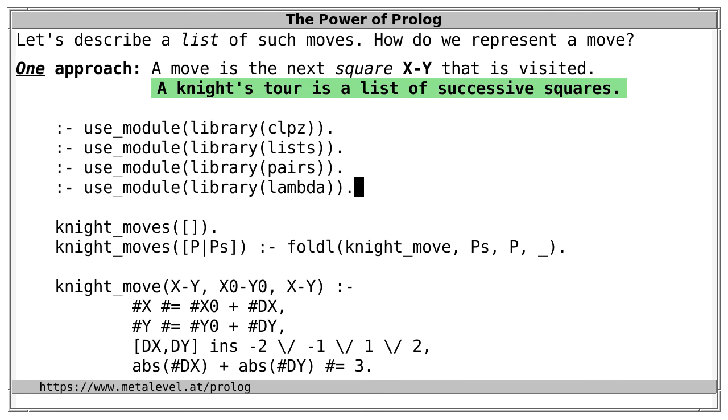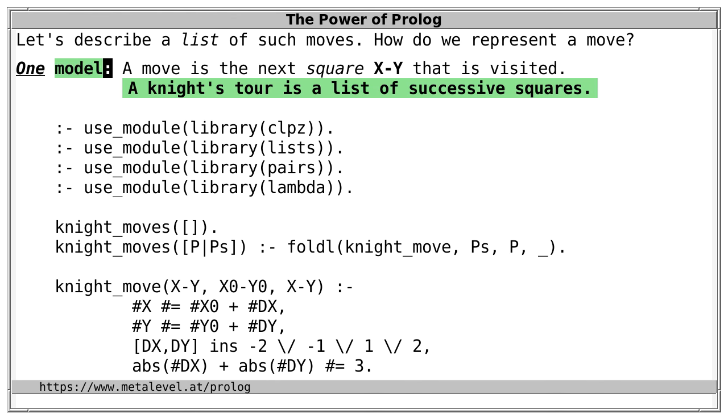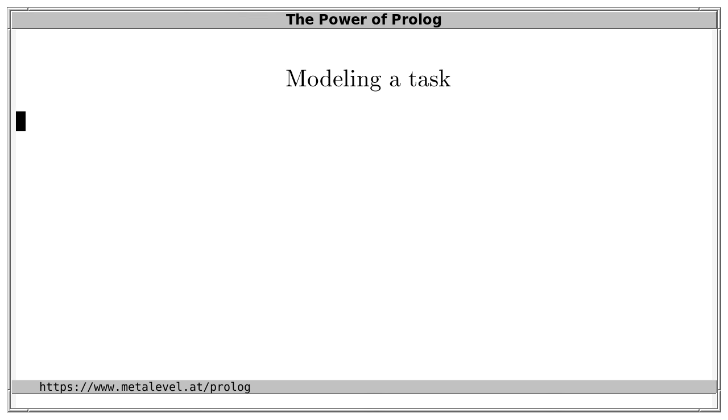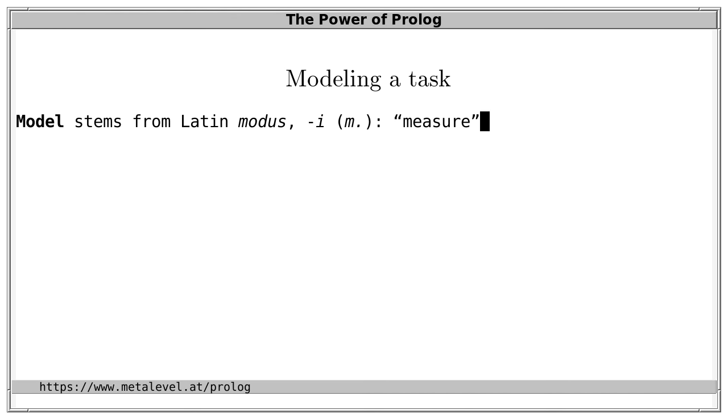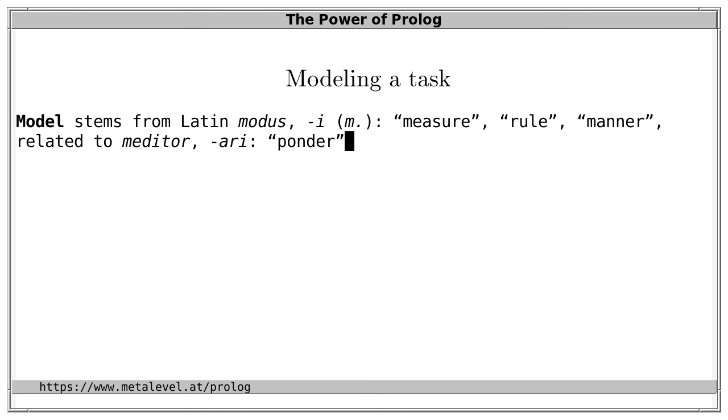So let's go further back, way back to the start. At the start of all this, we said that this is one approach. And instead of approach, we can also say this is one model. It's one way to model the task. What does this mean? Model stems from the Latin word modus modi, and it means measure, rule, manner. It's related to meditare, to ponder, study, rehearse.